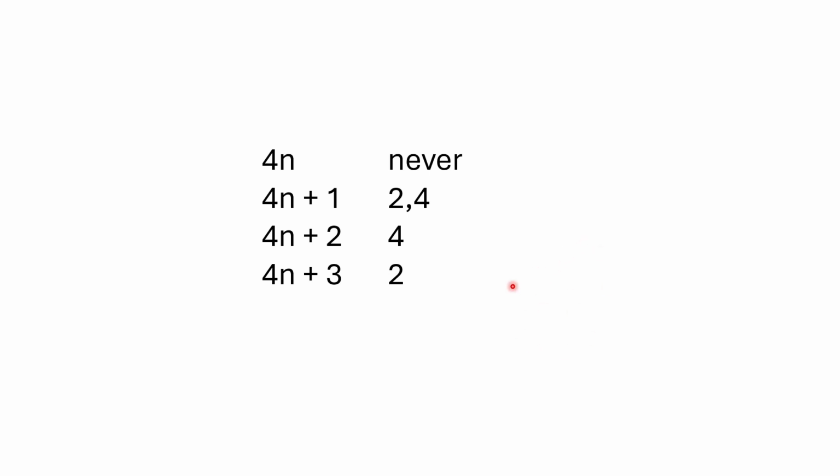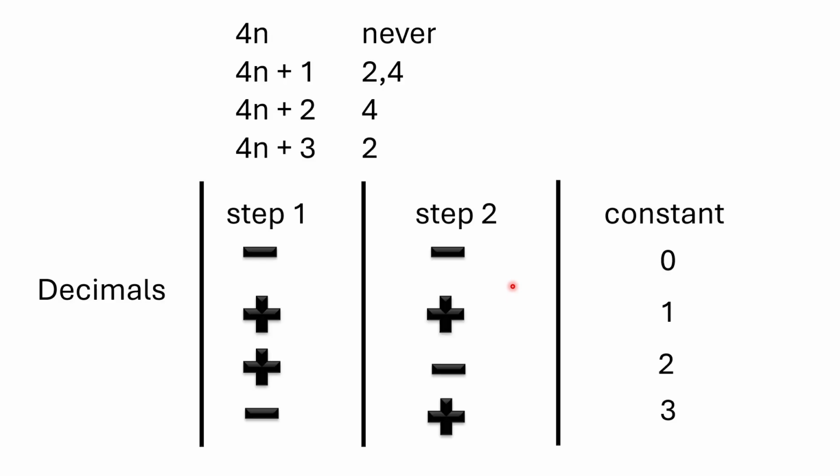So taking this into consideration, we can actually make a table like this. So this is the constant table. If we don't get any decimals in step 1 and step 2, our constant is 0. By constant, I mean these additions to the 4n. So there is actually an invisible plus 0 in here. So we have 4n plus 0. Since we don't get any decimals in any steps, we add nothing to it.